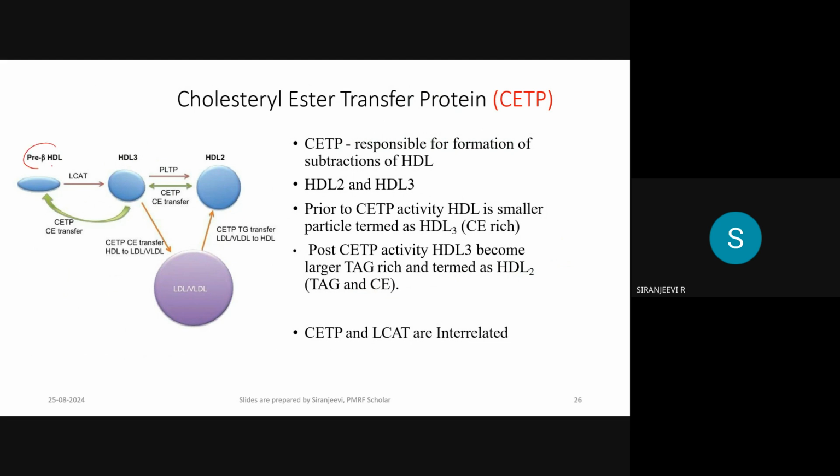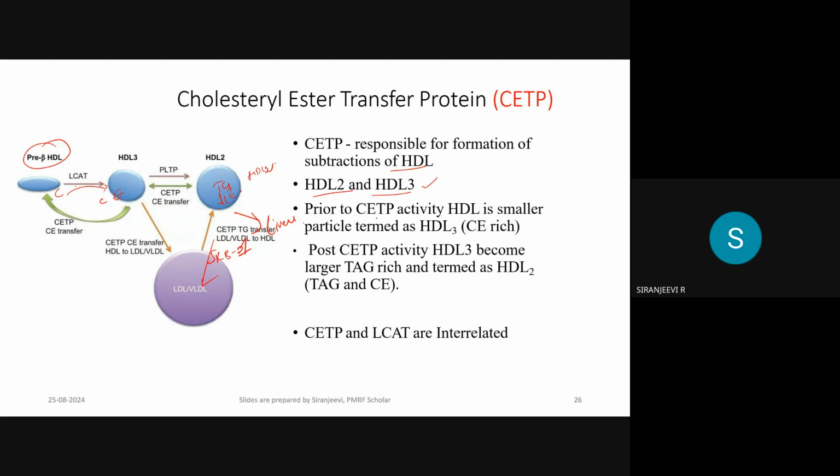From the pre-beta HDL, LCAT, what it will do, the cholesterol will be converted into cholesterol esters, and by the action of CETP, it can take up more triacylglycerol as well as reduce cholesterol ester levels. That leads to the HDL2. This HDL2, by the action of SRB1, can be taken up by the liver. So CETP is responsible for the formation of the subfraction of HDL, that is HDL2 and HDL3.